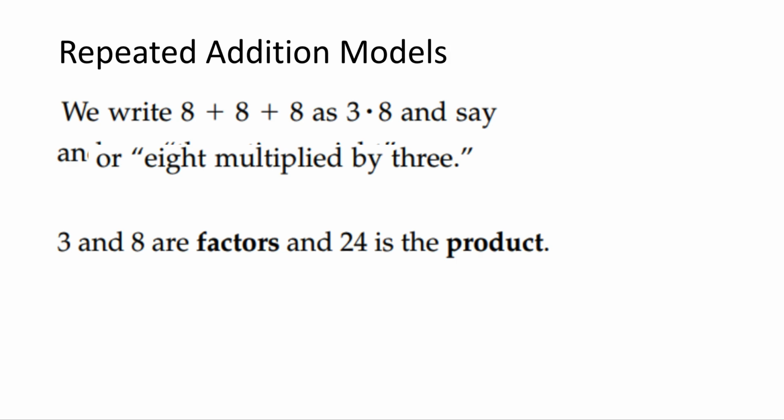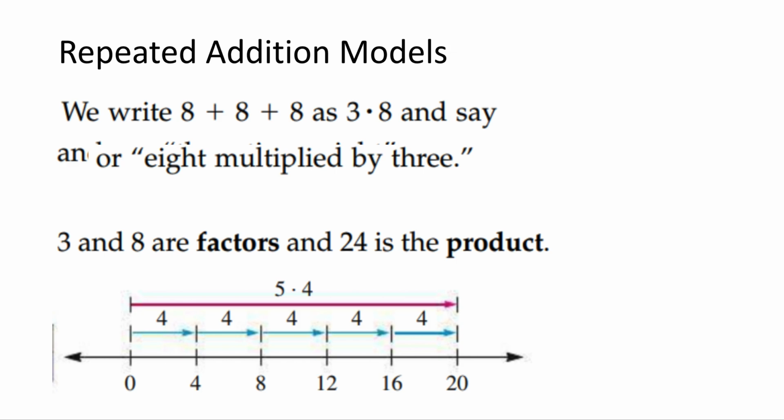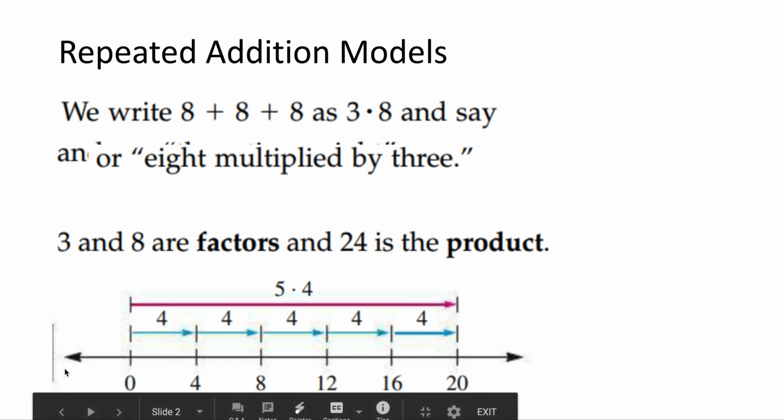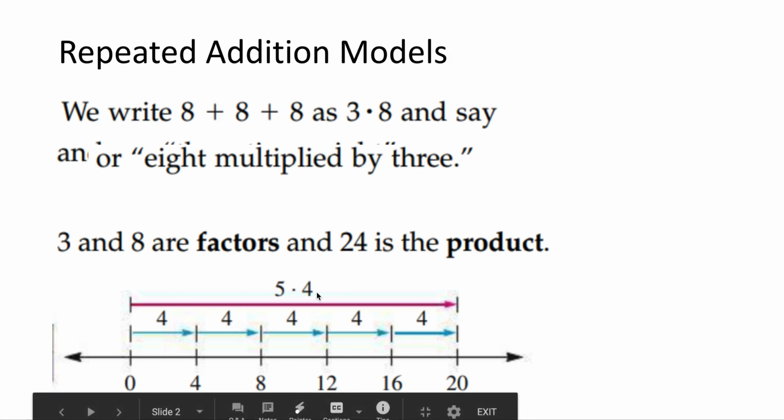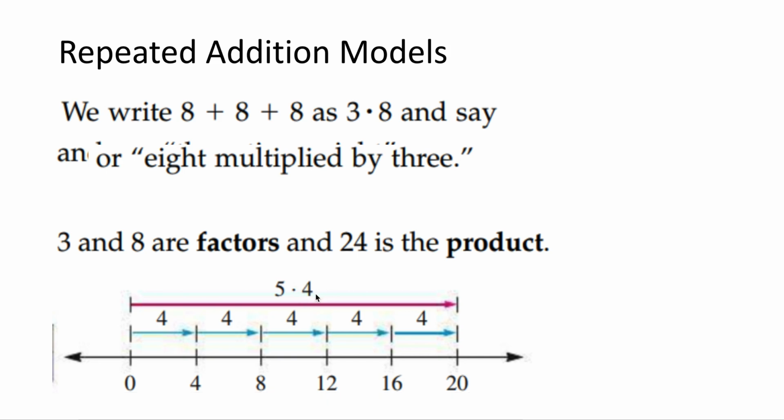Let's go back to the multiplication models. The first thing we can think about is the repeated addition model. And you can show repeated addition can be written as multiplication like that. So if you use a number line like that, for example, 4 times 5 or 5 times 4, we can add 4 5 times.